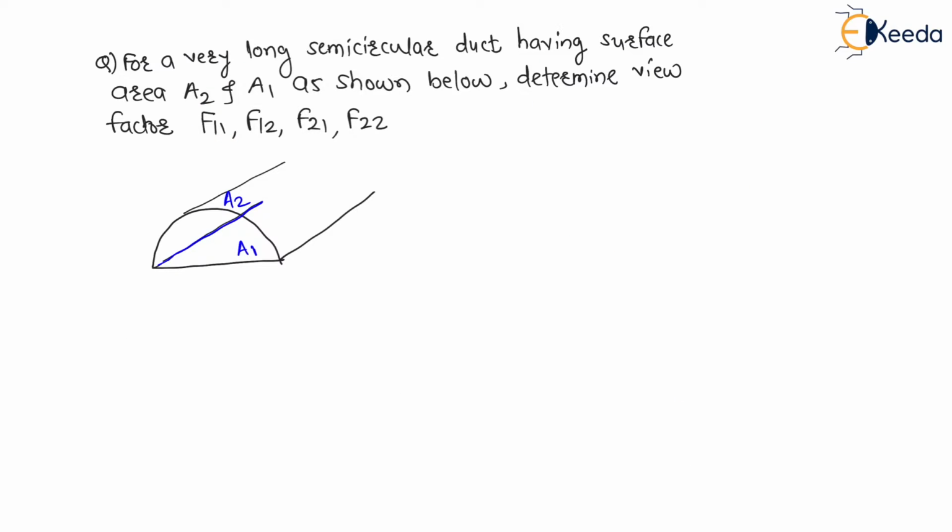Now let us understand the question. The question is, for a very long semicircular duct having surface areas A2 and A1 as shown below, determine view factors F11, F12, F21, F22. Here, the surface area of the semicircular duct is A2, and the bottom area is A1. Let us say the diameter of the duct is D.